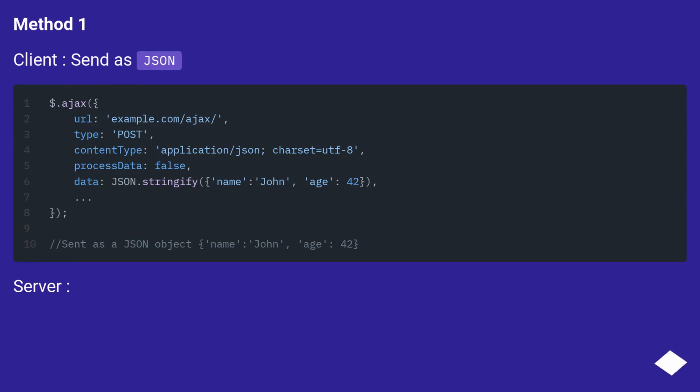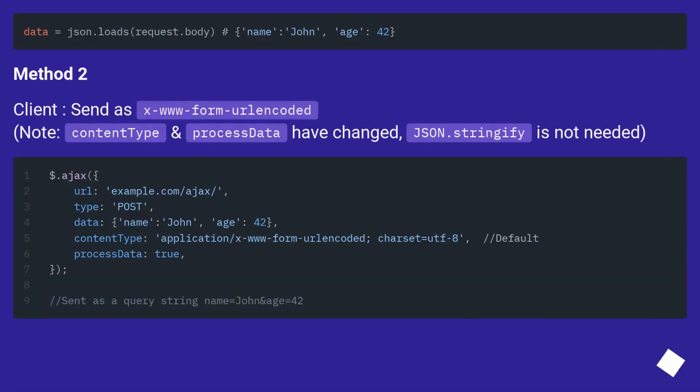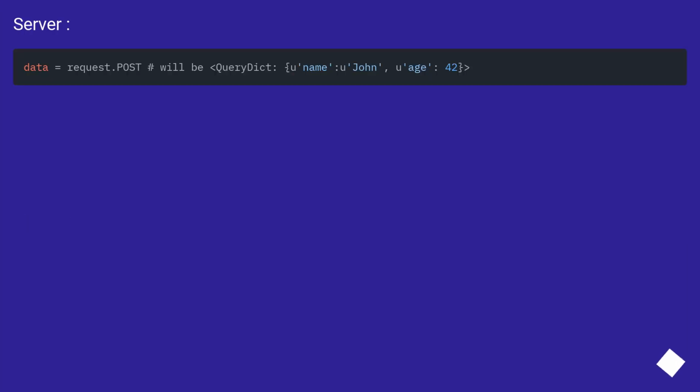Method 1. Client, send as JSON. Server. Method 2. Client, send as x-www-form-urlencoded. Note, content type and process data have changed. JSON.stringify is not needed. Server.